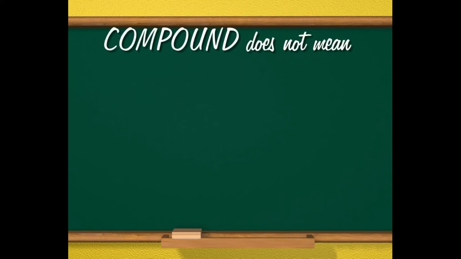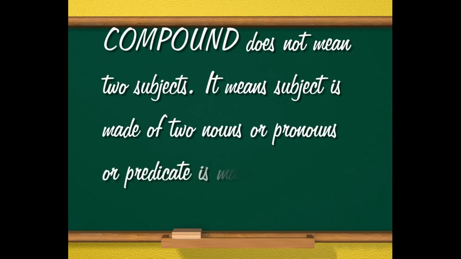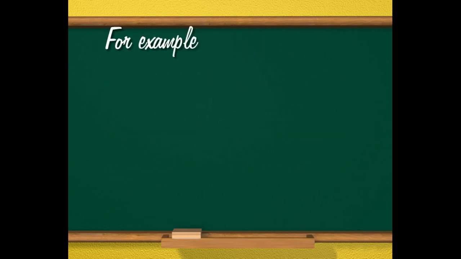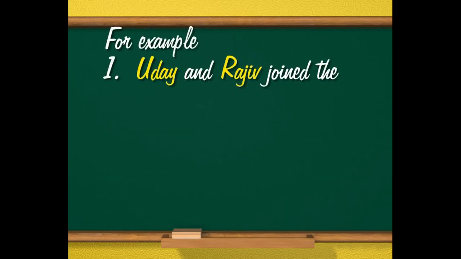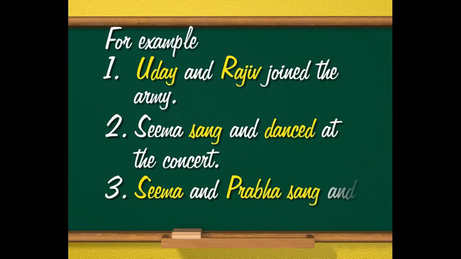Compound does not mean two subjects. It means subject is made of two nouns or pronouns, or predicate is made up of two or more verbs or verb phrases. For example, Uday and Rajiv joined the army. Seema sang and danced at the concert. Seema and Prabha sang and danced at the concert.